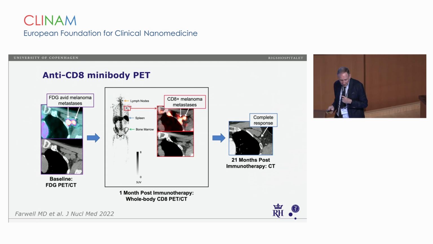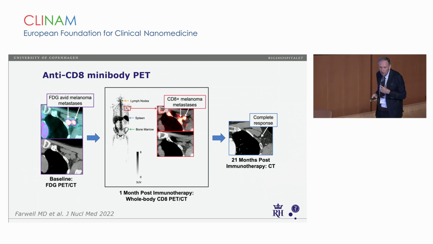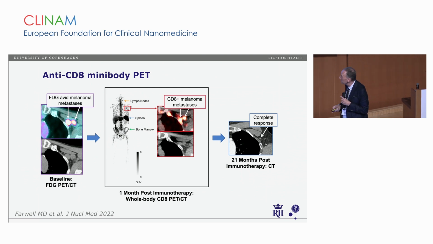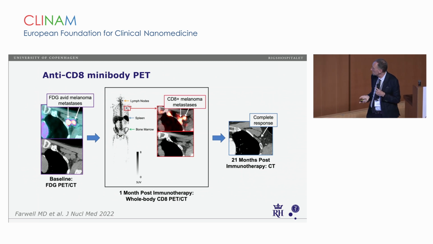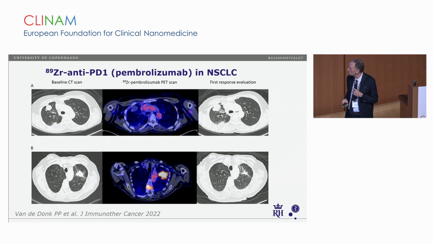And where are we then today? These are not our data, but of course we are not the only ones working with them. It has been translated clinically. So there's an anti-CD8 minibody PET available for clinical trials. What you see up here is, to the left, an FDG-avid melanoma metastasis, and in the middle, you see that they are also CD8 positive. So they have a lot of T cells in them. And in this case, if you compare the CT on the left to the right, there was a complete response. So it's out there, and it's included more and more in clinical trials.